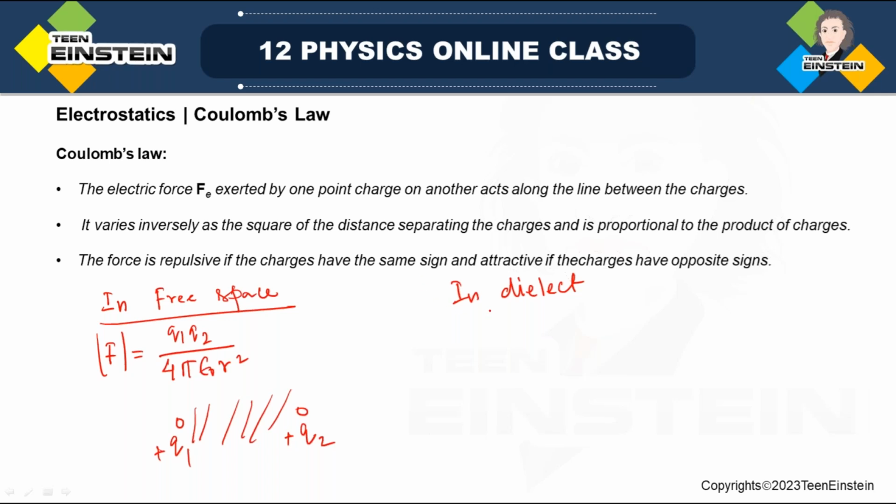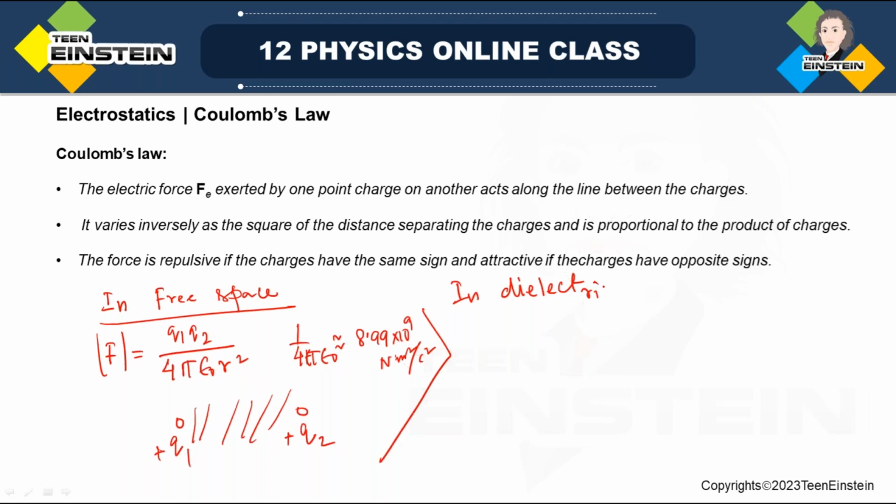So actually this value 1 by 4 pi epsilon naught has a precise value of nearly 8.99 into 10 to the power 9. This we have taken approximately. This is in Newton meter square per coulomb square. So this is the value.